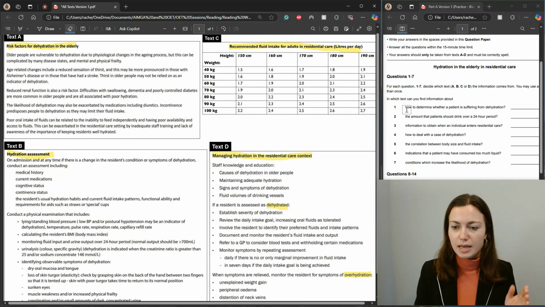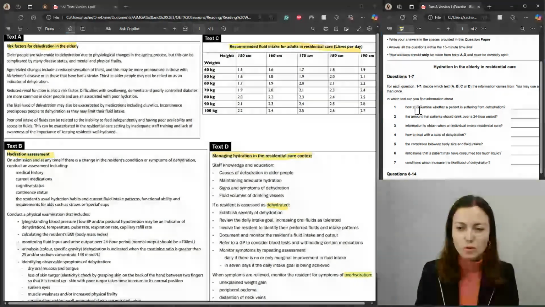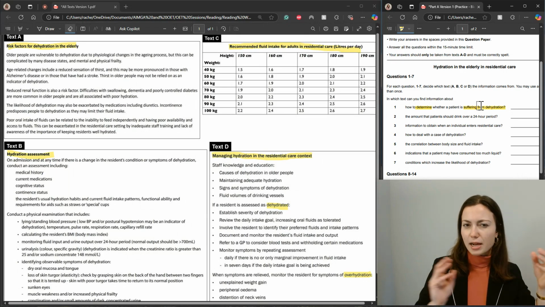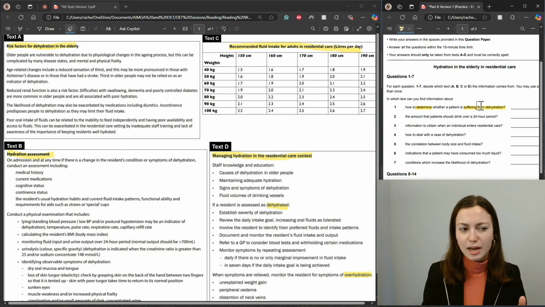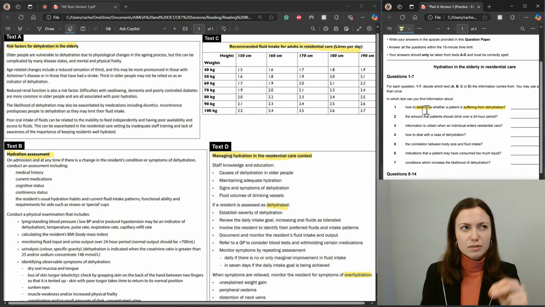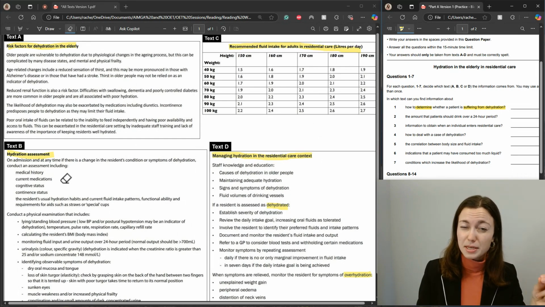So when I see this, how to determine whether a patient is suffering from dehydration, I'm looking at this keyword, okay, determine, and again, suffering from dehydration. And going back to the introduction video, we talked about the main topics of each text. So your mind should be thinking, determine, okay, that sounds like assessment, evaluation. I would guess that text B is probably going to have something about that.